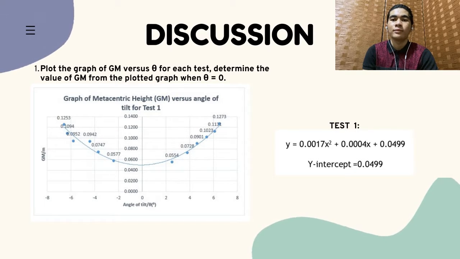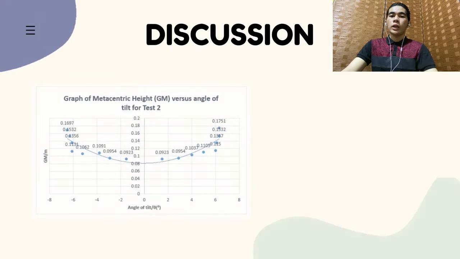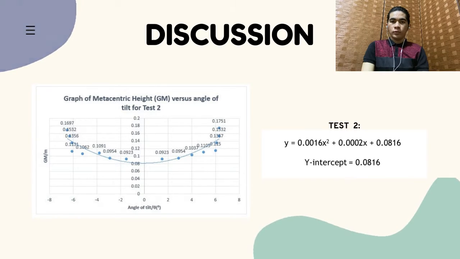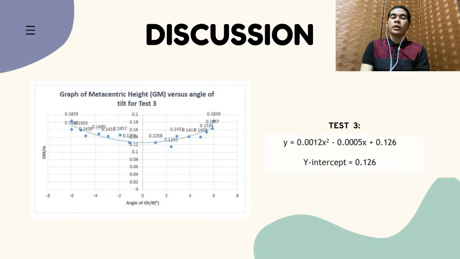Then we managed to get the equation from the Excel tool and the y-intercept, which is 0.0499. For test 2, as you can see on the slide, we get the graph using the Excel tool, and then we managed to get the y-intercept, which is 0.0816. Last, for test 3, as you can see on the slide, we managed to get the y-intercept, which is 0.126. Then we managed to get the graph and the equation from the Excel tool.